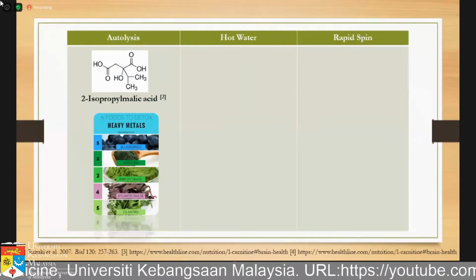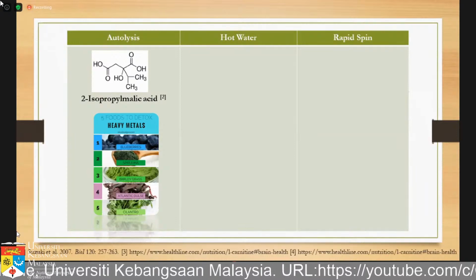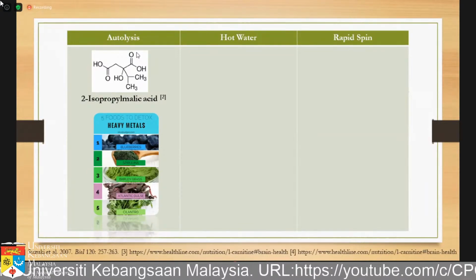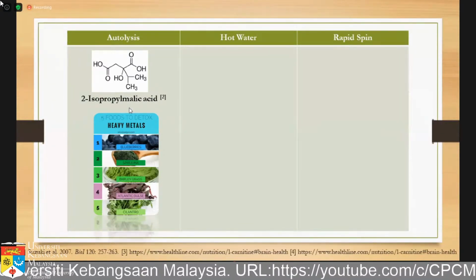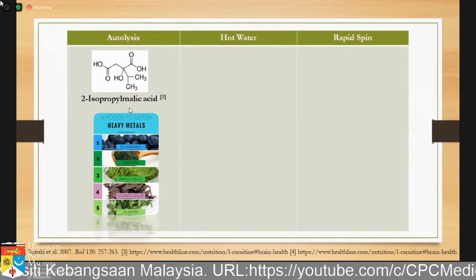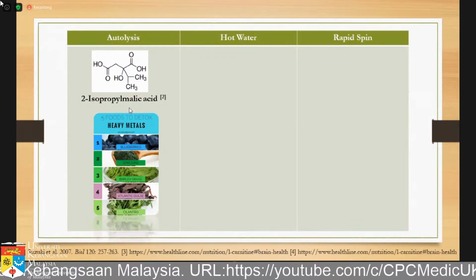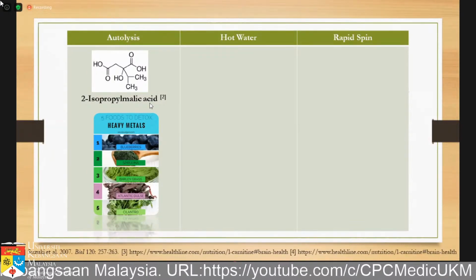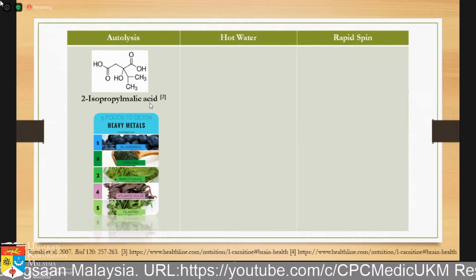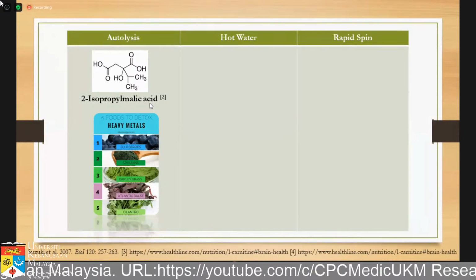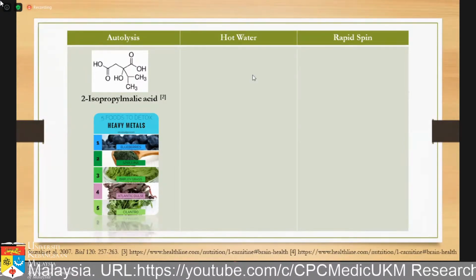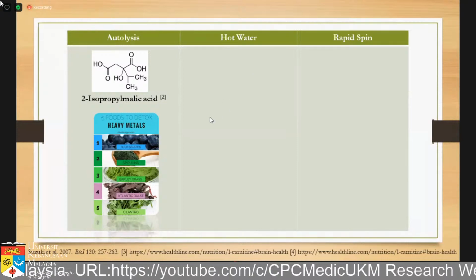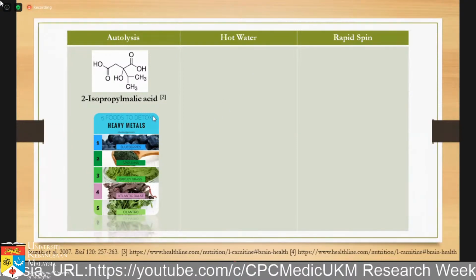The first is 2-isopropyl malic acid, which is found in the autolysis method. It is an intermediate metabolite from yeast. It is only found in yeast, and it has been shown to have detoxification properties against heavy metals. So it has the potential to be developed into a product for detox.